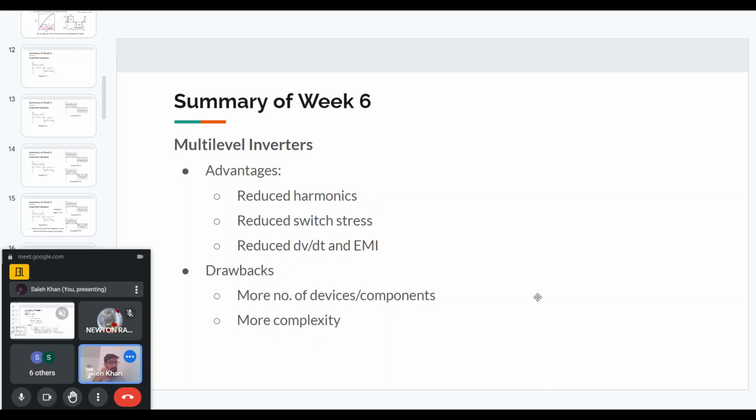But the disadvantage in this multi-level inverter is that we will require more switches, capacitors and components. The complexity will also increase, because now we have to control all these devices. We have to ensure that the capacitor voltages are VDC by 2. So it will require more complex analysis and operation.